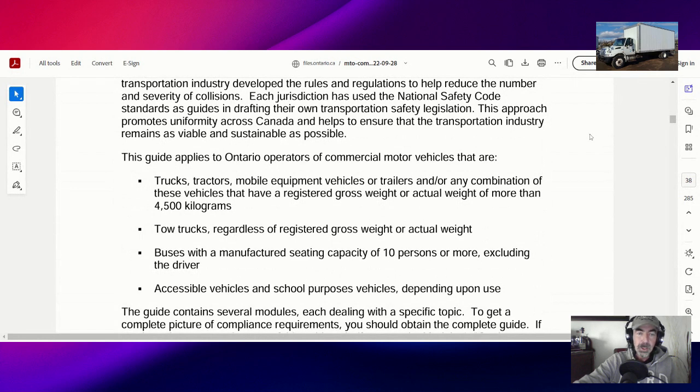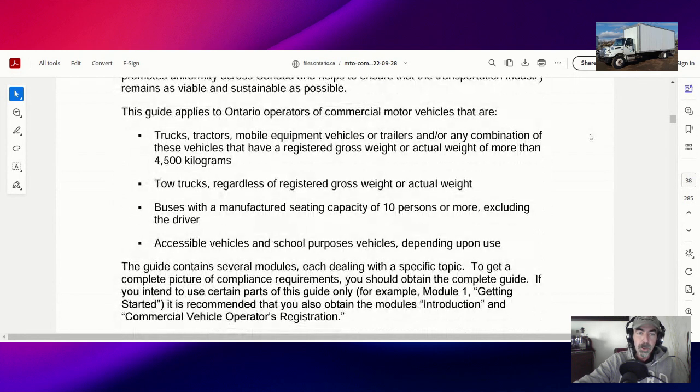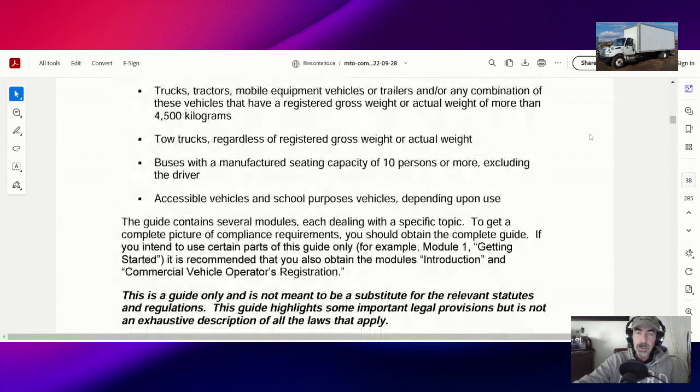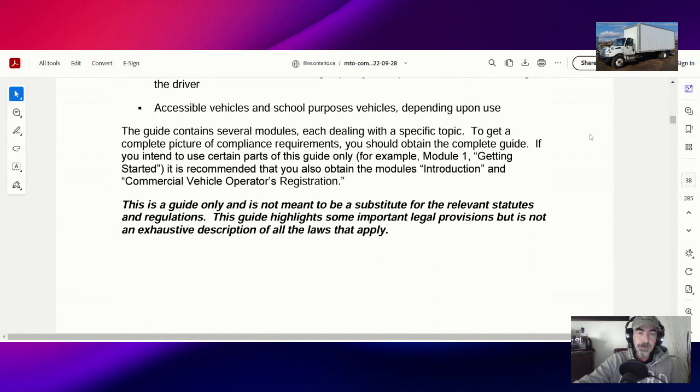This guide applies to Ontario operators of commercial motor vehicles that are trucks, tractors, mobile equipment vehicles or trailers, and/or any combination of these vehicles that have a registered gross weight or actual weight of more than 4,500 kilograms. Tow trucks, regardless of registered gross weight or actual weight. Buses with a manufactured seating capacity of 10 persons or more, excluding the driver. Accessible vehicles and school purpose vehicles, depending on use.